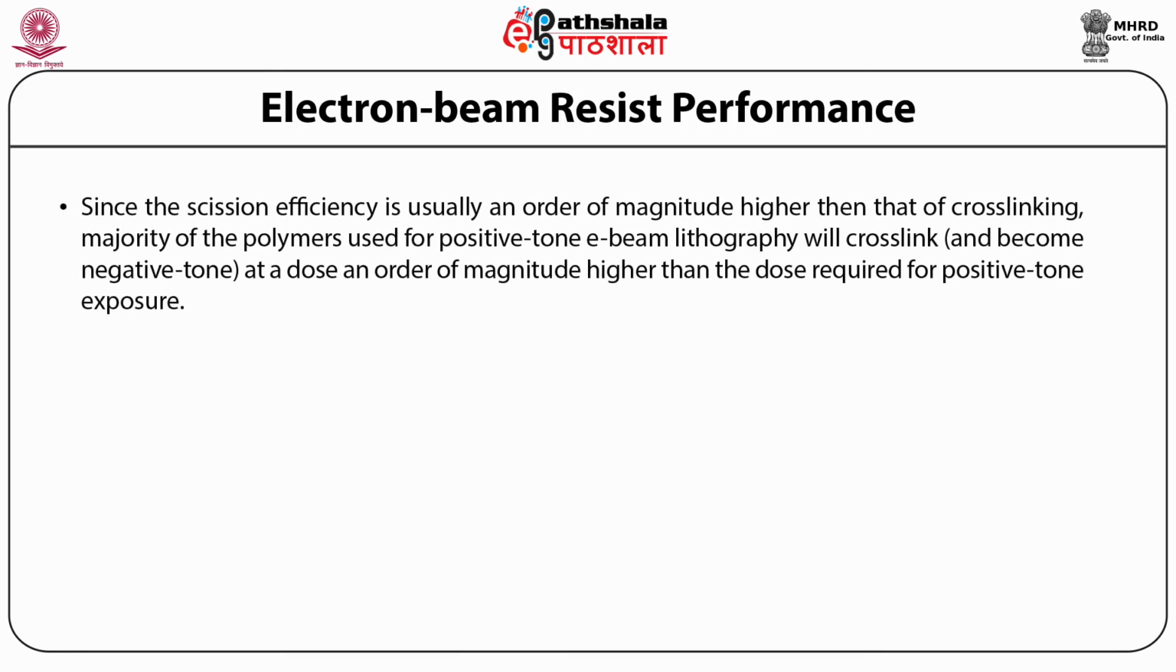Since the scission efficiency is usually an order of magnitude higher than that of cross-linking, the majority of the polymers which are used for positive tone E-beam lithography will cross-link and become negative tone at a dose an order of magnitude higher than the dose which is required for positive tone exposure. Such large dose increases may be needed to preclude the impact of shot noise.